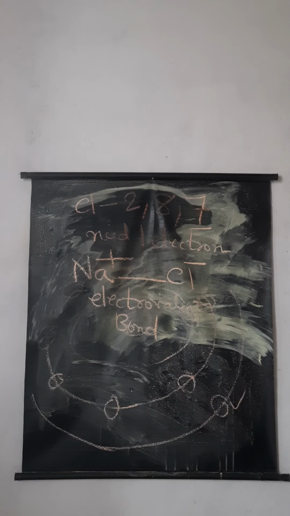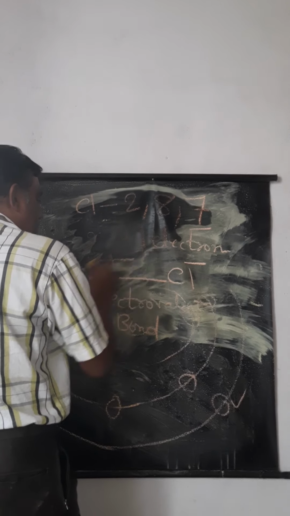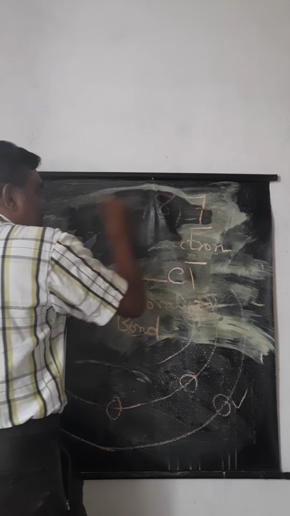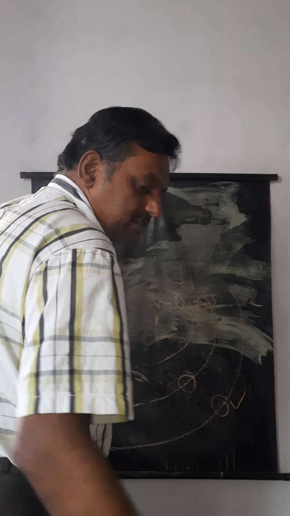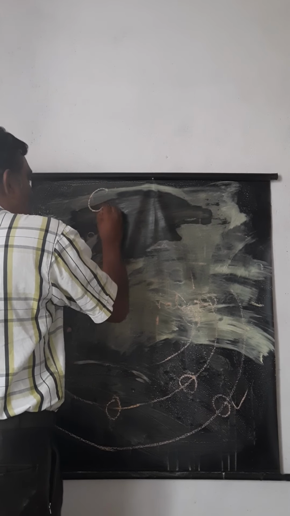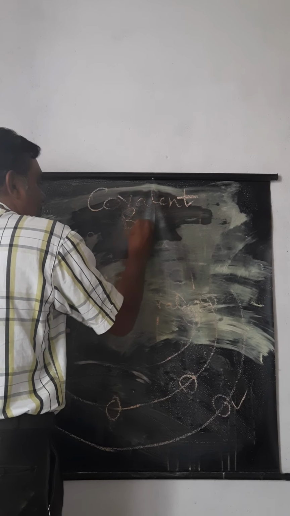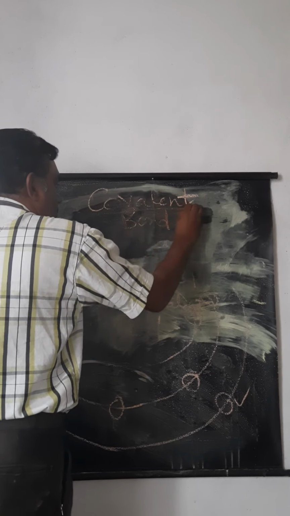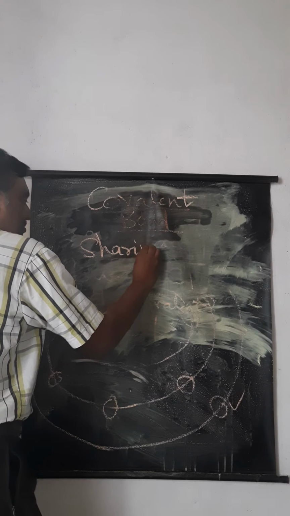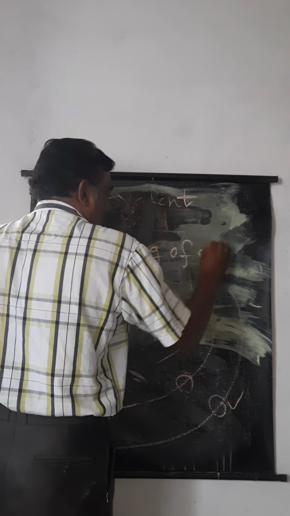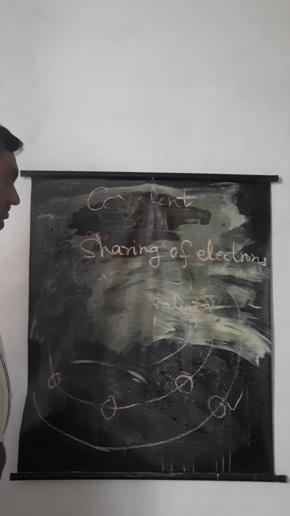Now I will explain what is meant by the covalent bond by taking the example of carbon tetrachloride. What is a covalent bond, and what is the difference between ionic and covalent bond? A covalent bond is formed by sharing of electrons, and an electrovalent bond is formed by transfer of electrons.